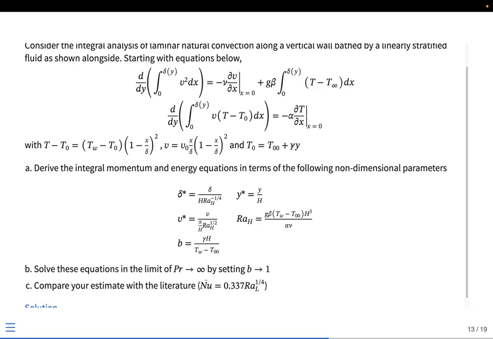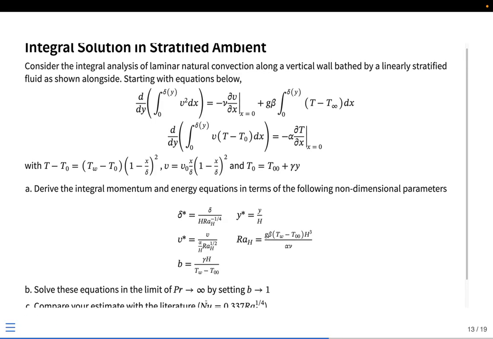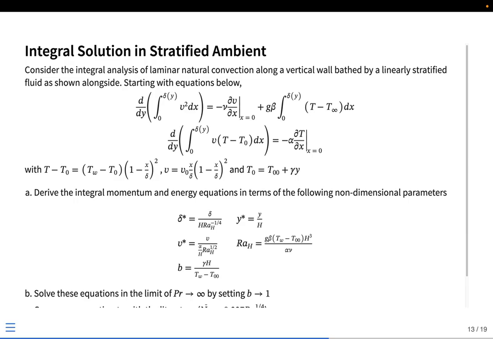To put it in words, what gamma tells you is the rate at which the temperature is increasing as you move 1 meter away from the floor. So the unit will be degree Celsius per meter, or Kelvin per meter. So if gamma equal to 1, it means that if you move from the floor by 1 meter, then your temperature would increase by 1 Kelvin. So the idea should be clear.